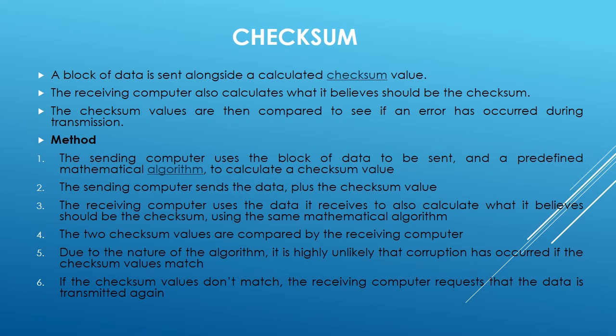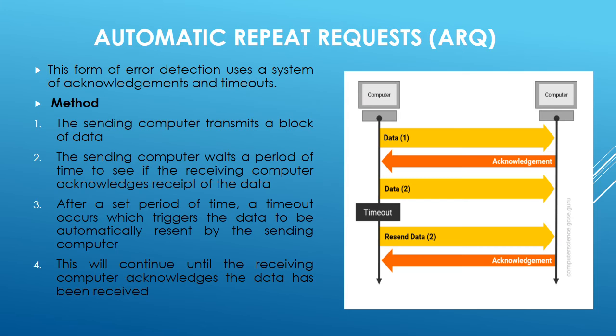Due to the nature of the algorithm, it is highly unlikely that corruption has occurred if the checksum values match. If the checksum values don't match, the receiving computer requests that the data is transmitted again. Students, in your book, there is a different checksum method given. There is no particular requirement to calculate the checksum, so we are not going to solve any numerical example of the checksum method.